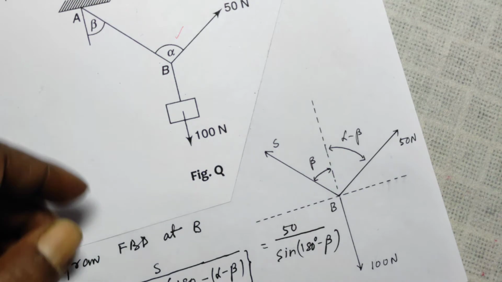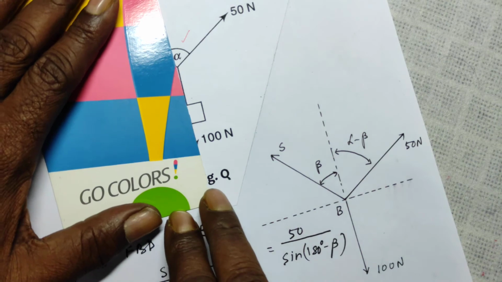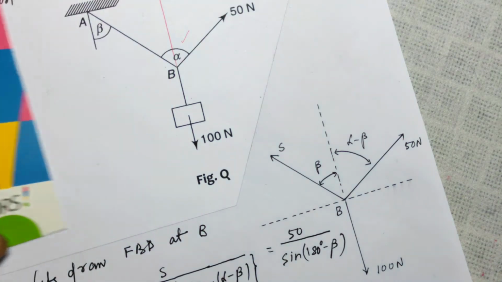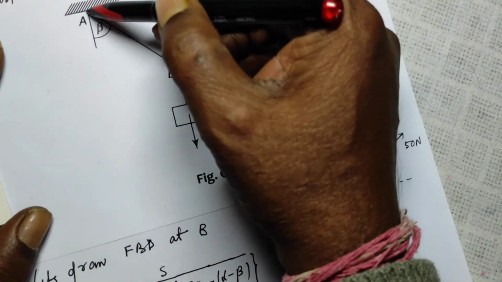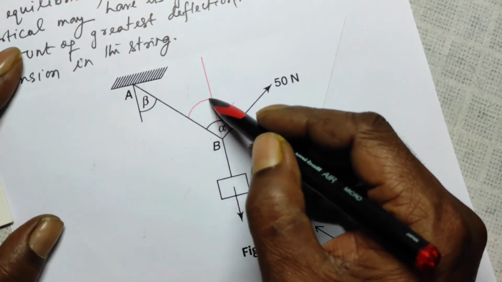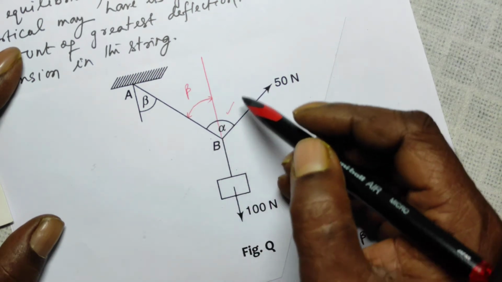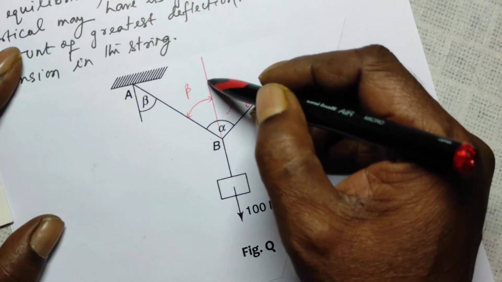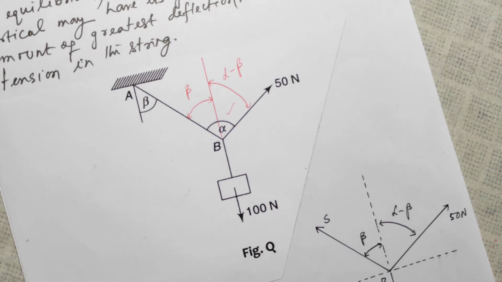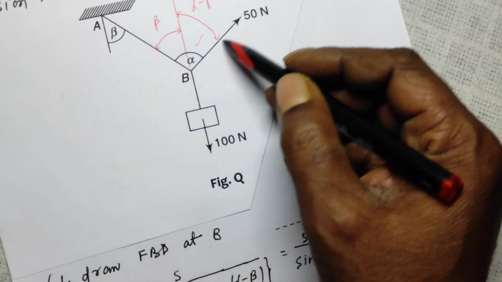This angle is given as beta. If I draw a vertical line here, and a line here, then this line is parallel to this line. Since this angle is beta, this will be your beta. And this total angle was alpha. So I am left with alpha minus beta. So in the free body diagram at point B, the point of concurrence, 50 Newton passes through this point.